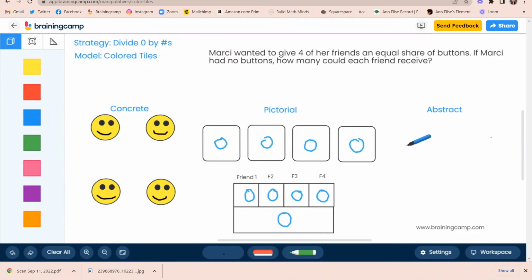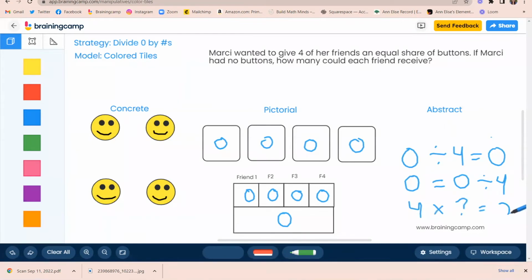So abstractly, we have this zero. We are dividing it by the four, but each person can only get zero. And again, we could be making sure that we're putting that zero on the left-hand side of the equal sign. That zero divided by four would be zero. And relating that also to zero divided by four can also mean four times something equals zero, which of course must be zero, not because it's a rule we told students, but because the students understand four groups of something must be the same as zero.